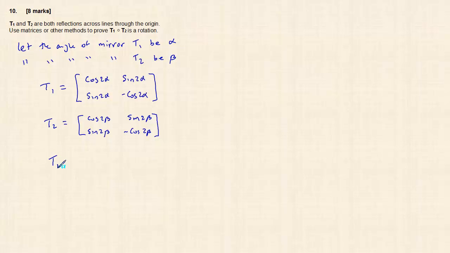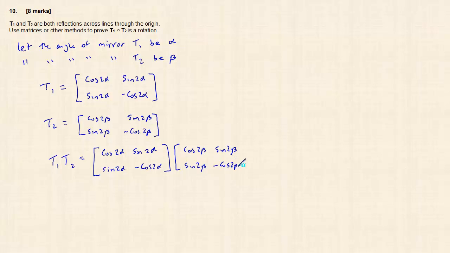So T1 of T2 means to multiply the matrices in that order. So we're going to get cos 2 alpha, sine 2 alpha, sine 2 alpha, and negative cos 2 alpha, multiplied by cos 2 beta, sine 2 beta, sine 2 beta, and negative cos 2 beta.